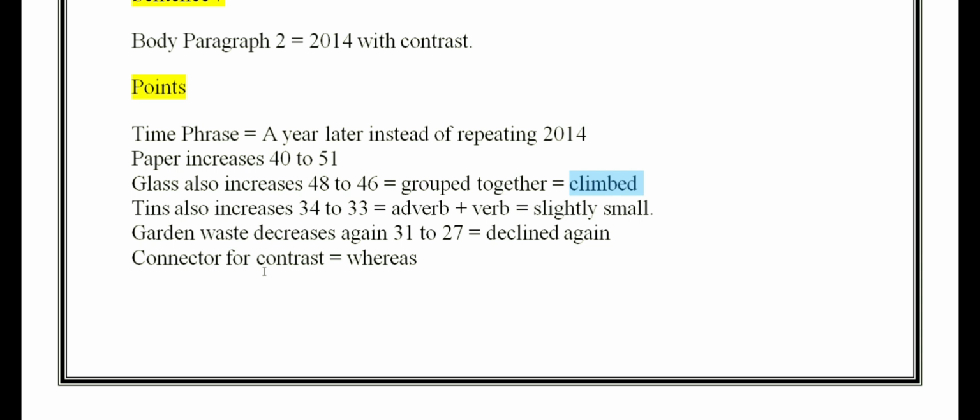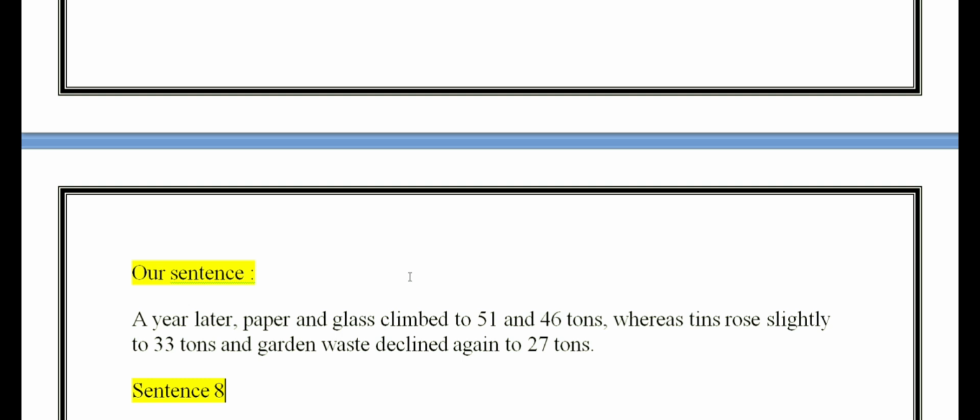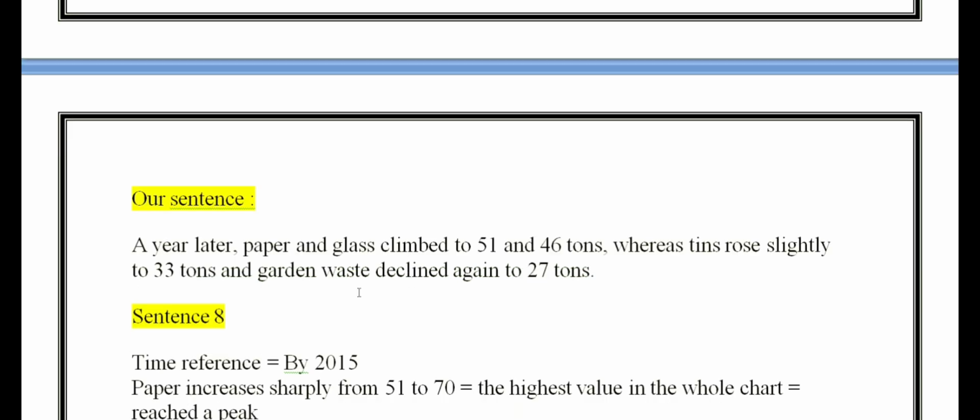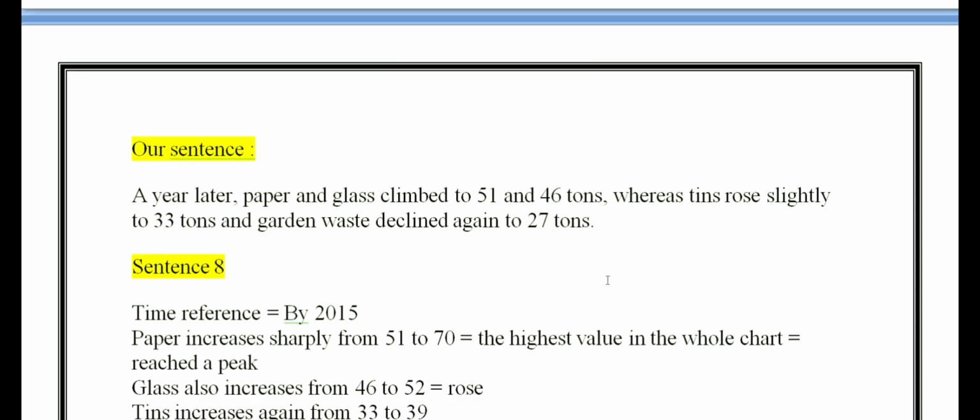The connector for using the contrast is whereas. Now the sentence. A year later, paper and glass climbed to 51 and 46 tons, whereas tins rose slightly to 33 tons and garden waste declined again to 27 tons. Moving on to sentence number 8.